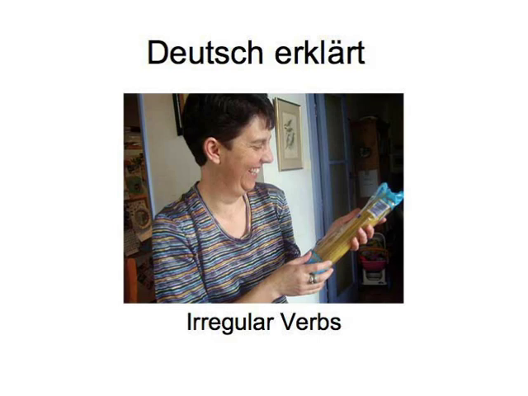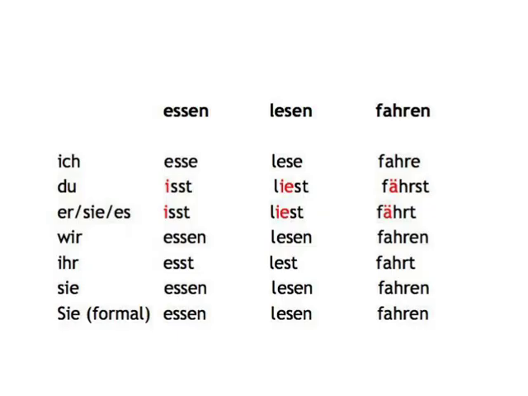Let's start with the good news. Most irregular verbs retain the same endings as the regular verbs. In other words, they're only irregular as far as their stem is concerned. You want some more good news? Okay, the second thing is that most irregular verbs only have an irregular stem in the singular, and only in the du and the er/sie/es forms. And they even usually have the same irregularity in their stem.